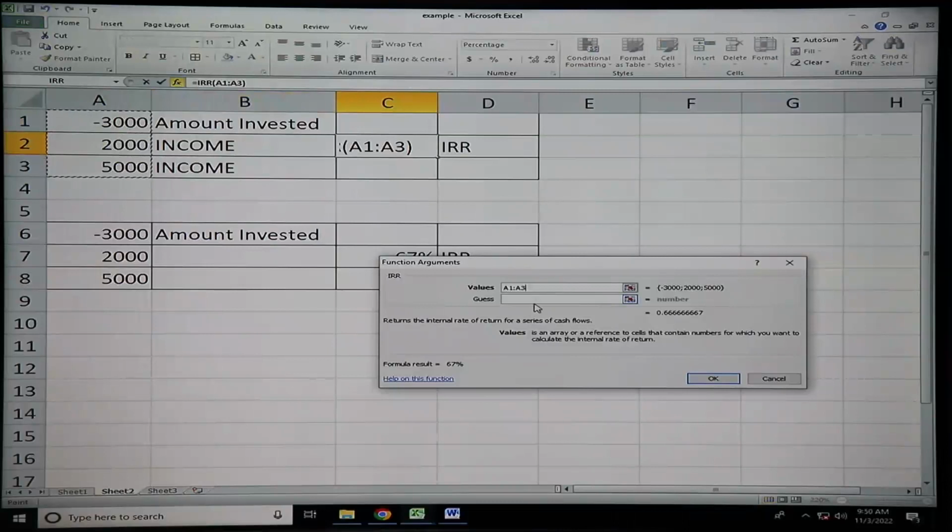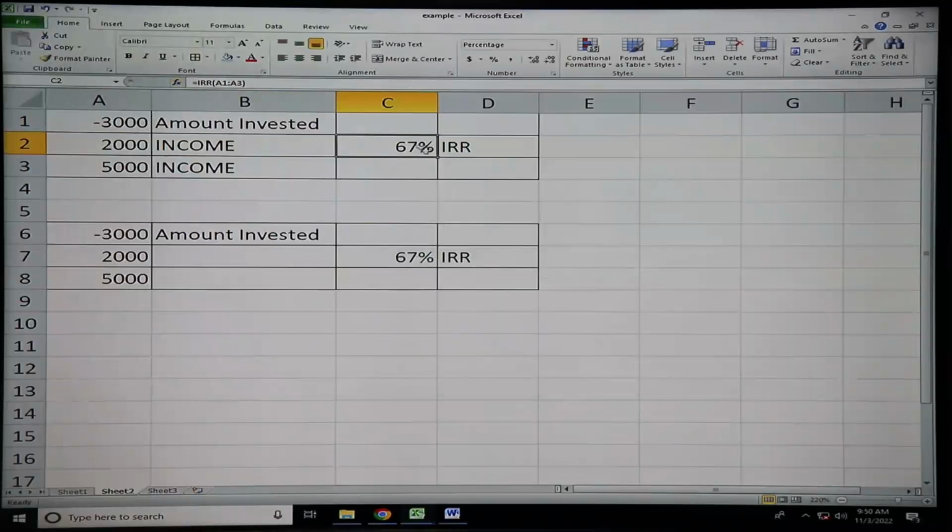This guess indicates the value that you guess to be close to the internal rate of return. If you don't have that guess, you can leave it or omit it. But the computer will automatically give 10% for that. So automatically it gives us this.